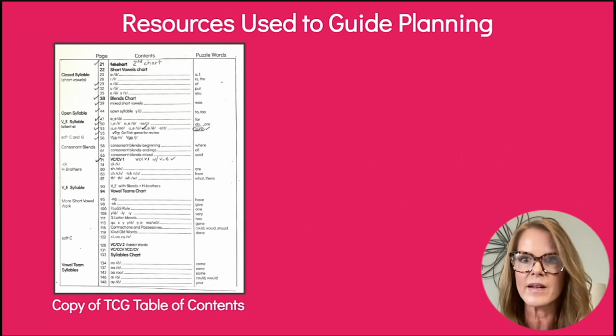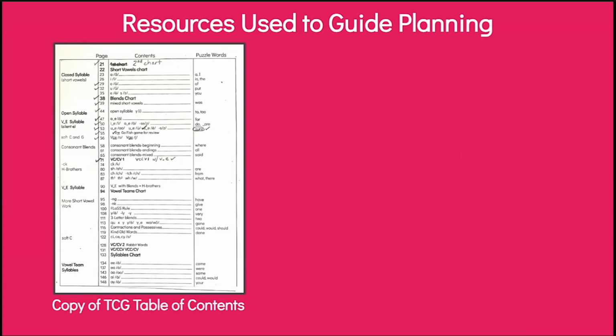One of the first things that I look at is the table of contents in the training companion guide. I actually have a copy made for each student that I use to check off which skills have been taught. This helps me to determine what skill to teach next and what sounds I might dictate for sound dictation, because I know what skills they've been taught.